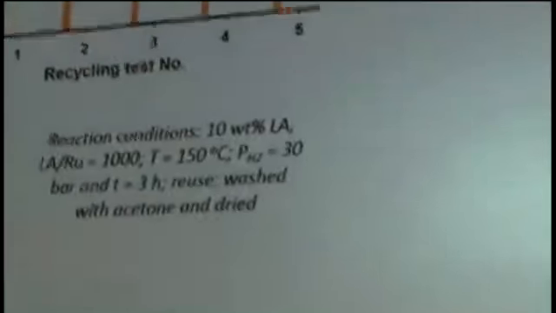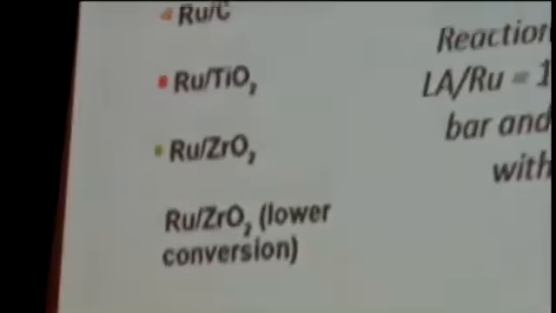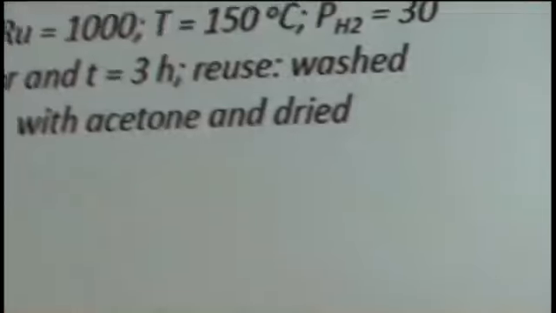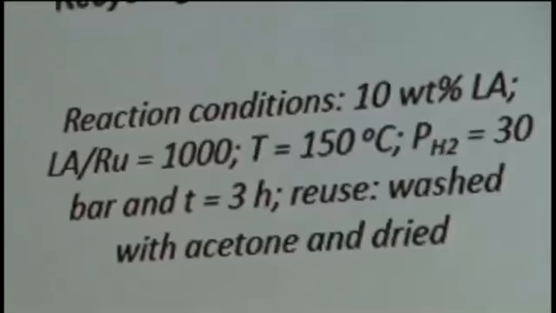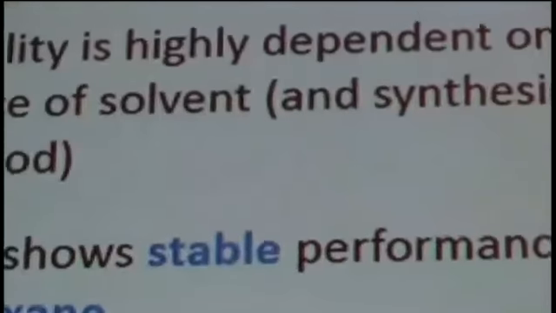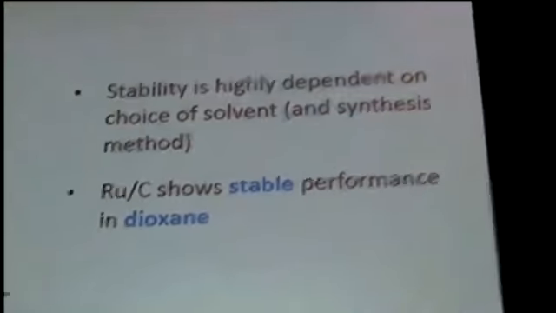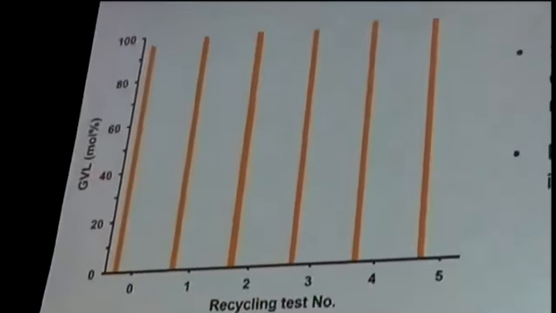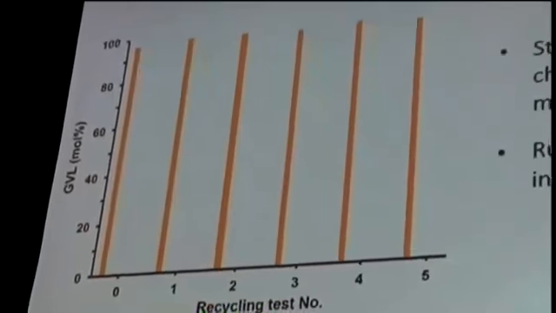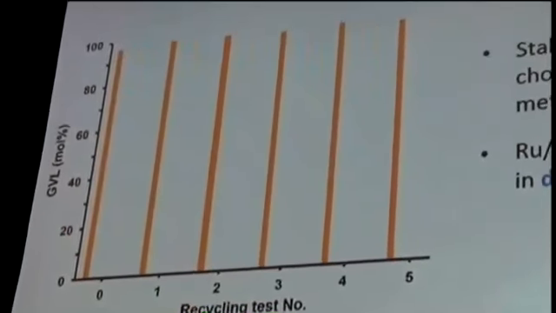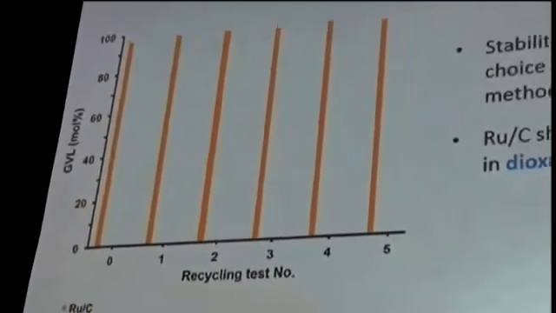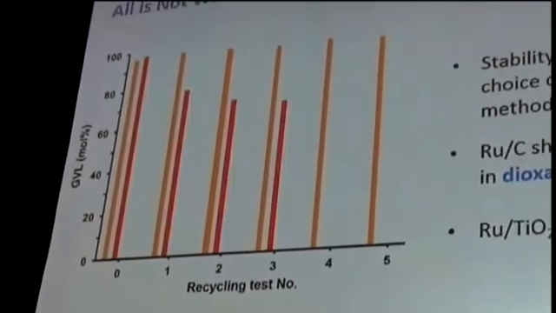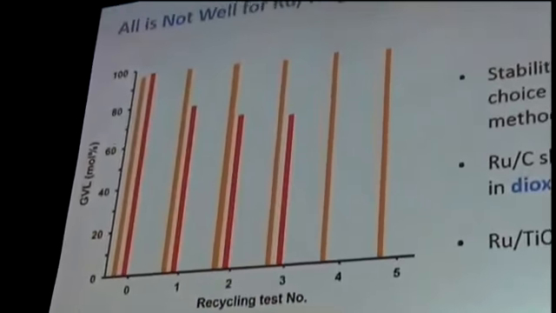So what we have here is basically a reuse of the carbon catalyst. So we've done 5 recycle tests, and what we see is that ruthenium on carbon is very stable under these conditions. This has been shown before, that in dioxane or in organic solvents, ruthenium on carbon does not deactivate. The picture is of course very different when you go to water, but it is not something that I want to touch upon today. So ruthenium on carbon shows stable performance in dioxane, and ruthenium on titania doesn't.